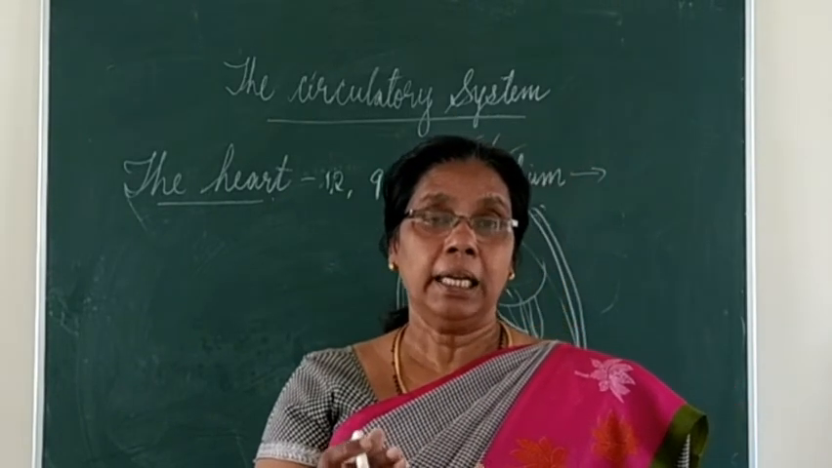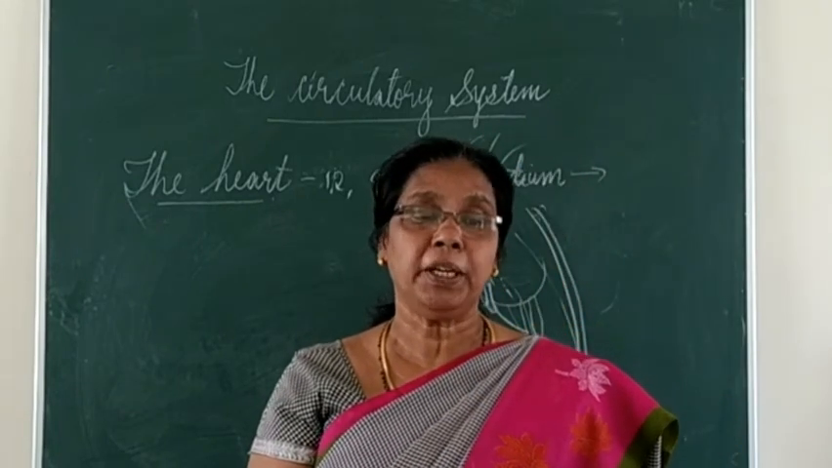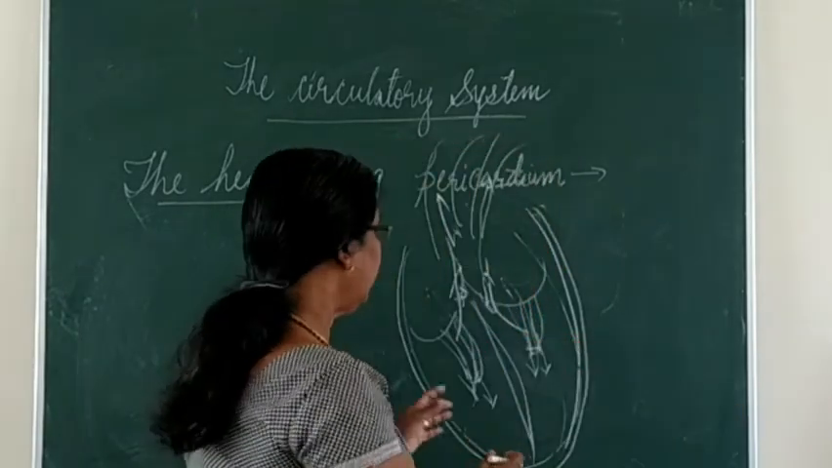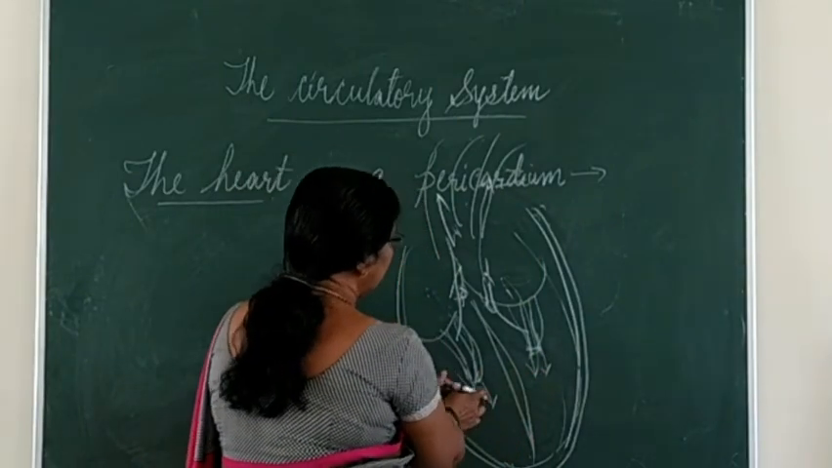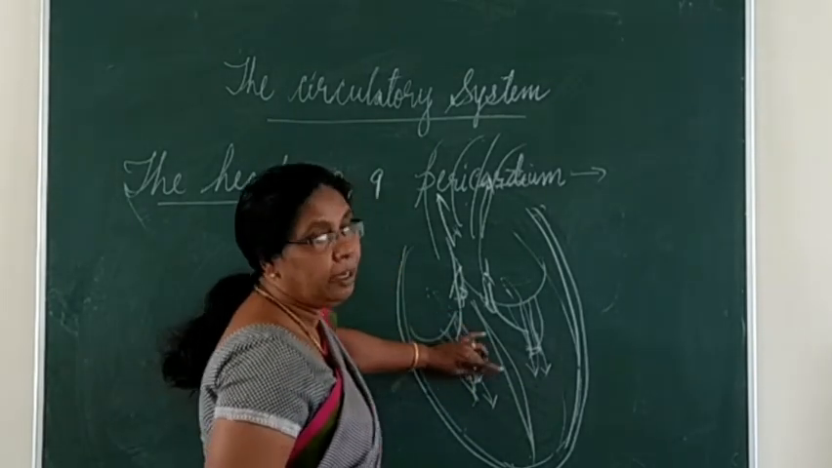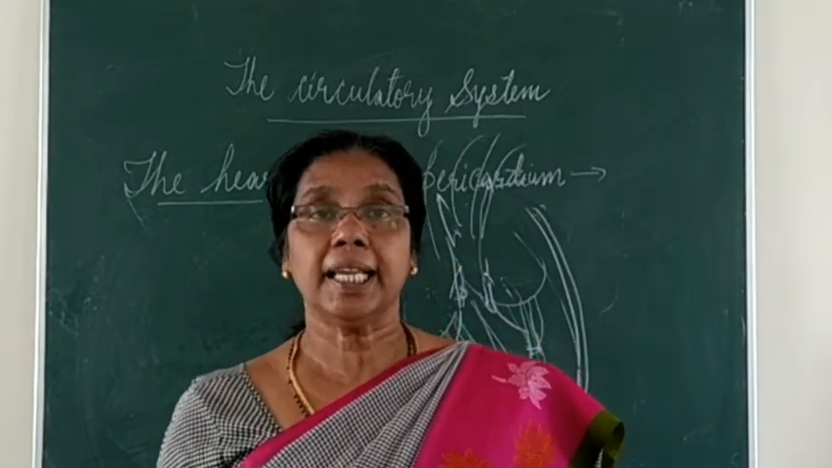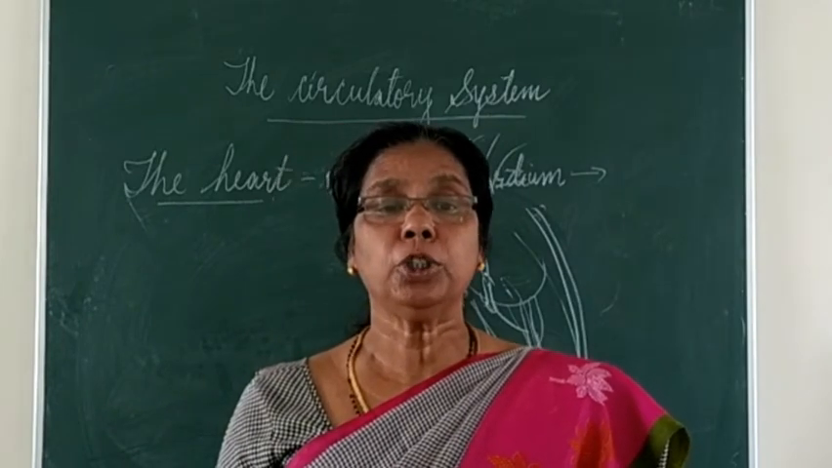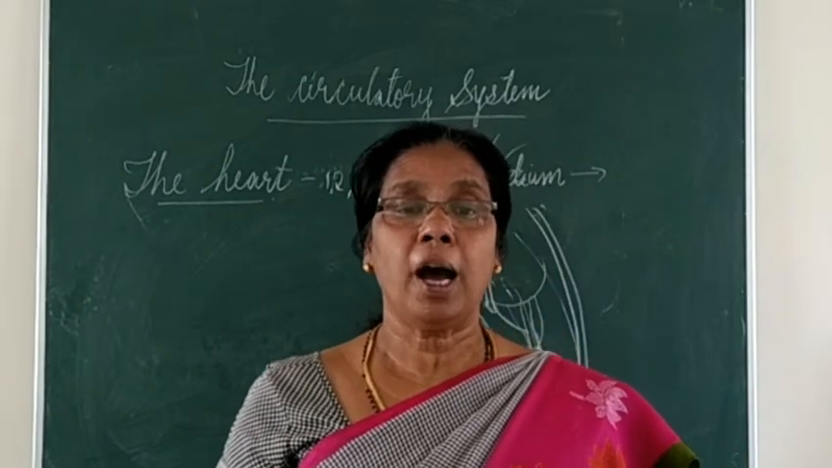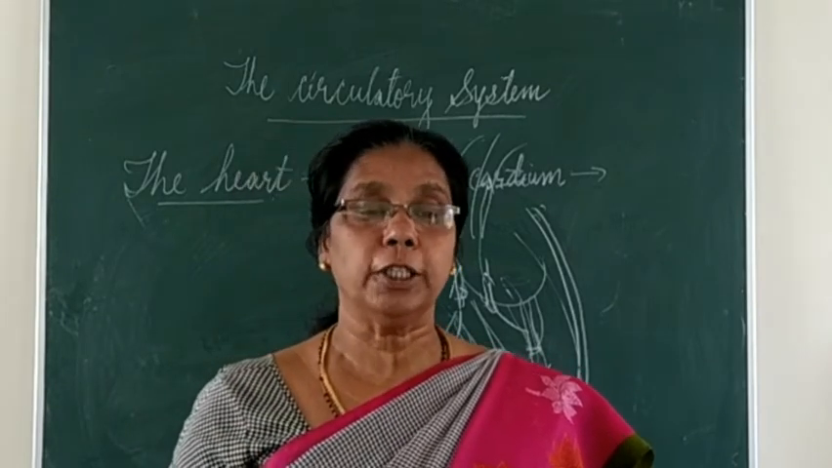So the lup sound, how is it produced? When the atrioventricular or tricuspid valve gets closed. When the ventricle contracts, the blood will go here. Will it be allowed to enter through this one? No, this valve will be closing. That time what sound will be coming? Lup sound will be coming. The second sound, that is the dub sound, is produced at the beginning of ventricular diastole, when the semilunar valves at the roots of the aorta and pulmonary artery get closed.